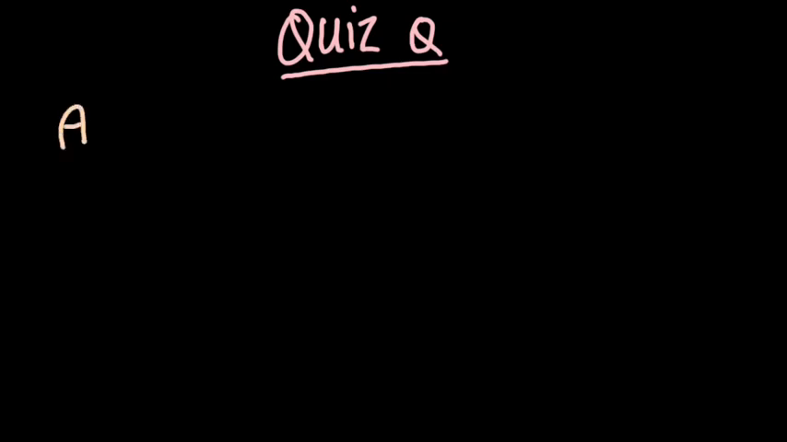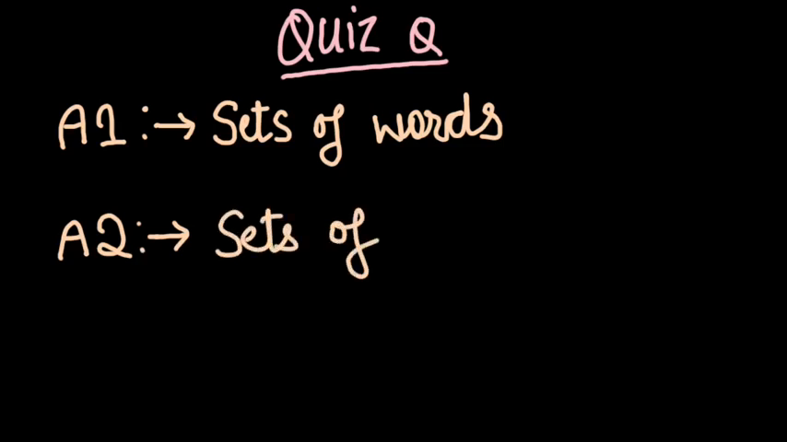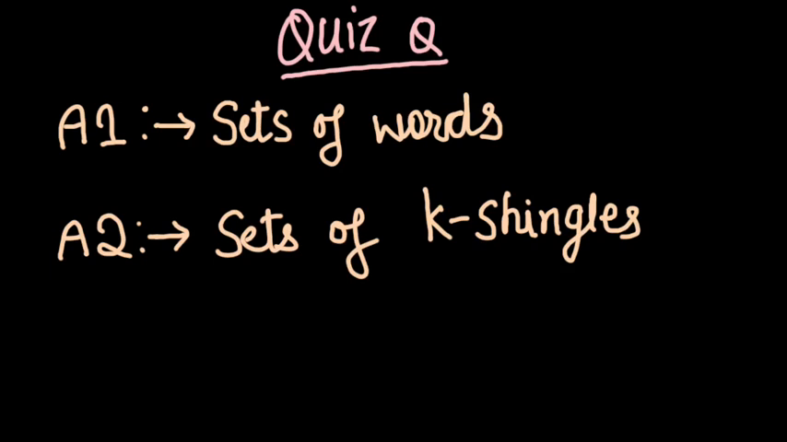So we have an approach 1. In approach 1, we look at the sets of words of two documents and determine their similarity, the Jaccard similarity of sets of words of two documents. In approach 2, which we discussed in this module, we looked at the sets of k shingles in two documents, and then we determined the Jaccard similarity of these sets of k shingles. Now my question to you is, for what value of k is A1 same as A2?